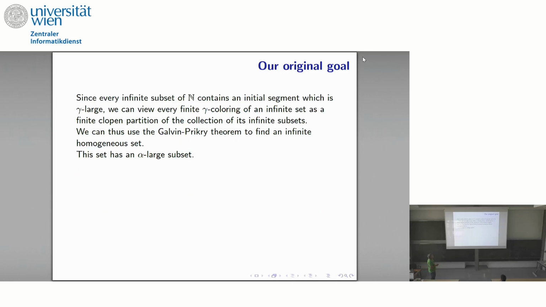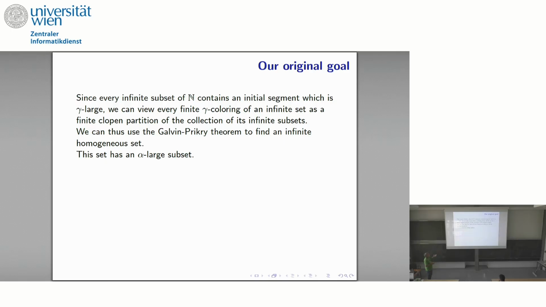And then, every infinite subset of N contains an initial segment which is gamma large. We can view every finite gamma coloring, gamma coloring meaning coloring of gamma size subsets of an infinite set, as a finite clopen partition of the collection of its infinite subsets. So I can view this as a sort of case, not really of the infinite Ramsey theorem, but rather of the clopen version of Galvin-Prikry. But still we get the infinitary version that we need.